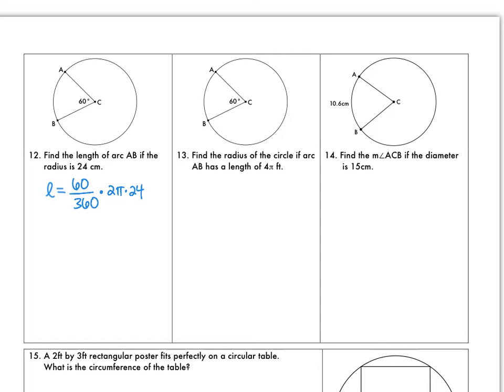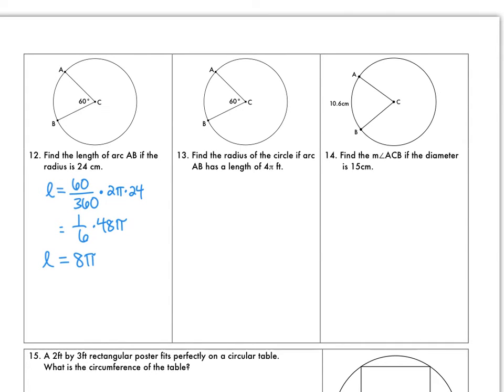So L is equal to, well, I'm not going to write L again. So that reduces to 1/6 times, I'm going to go ahead and multiply 2 times 24 to give me 48 pi. Then I'll multiply 1/6 and 48, which is 8. So our answer is 8 pi. So that is the measure of arc length AB.